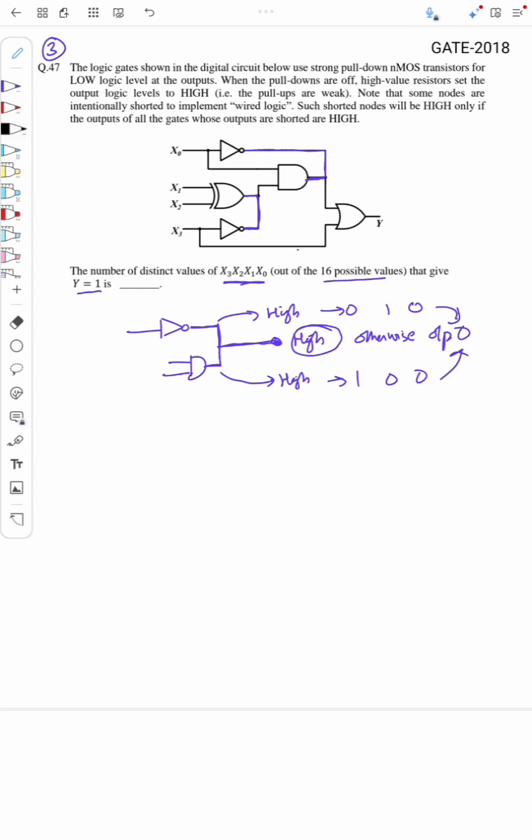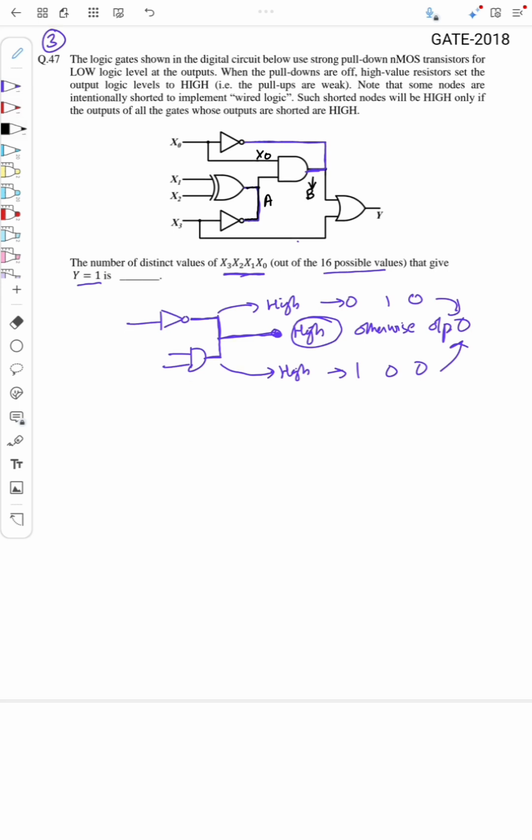Say the output of this XOR and NOT, we'll call the output A, and here the input of this AND is x0. So the output of this AND gate I will call B. Okay, and here the input is x0, so here it is x0 bar. And here the input is x3, so this is x3. Let the inputs of this OR gate be I0 and I1.